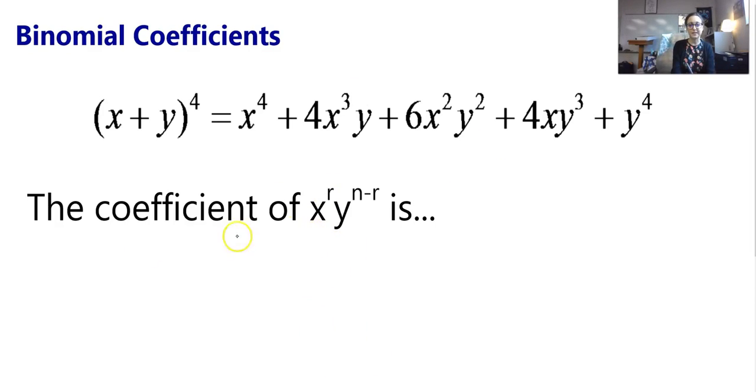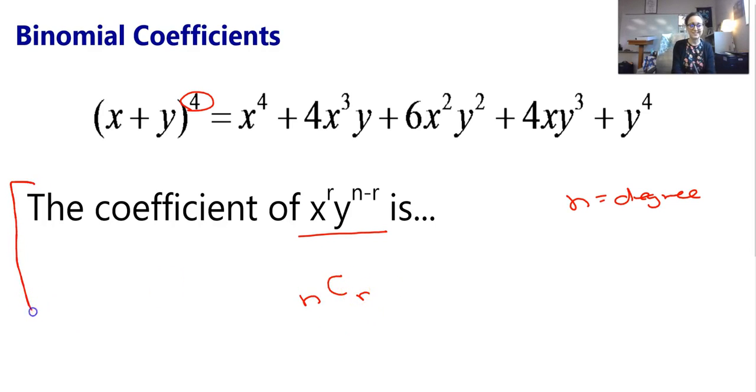So here's what I'd like for you to write. The coefficient of x to the r, y to the n minus r. So n is your degree. For example, the degree of this is 4. It is going to be n choose r, and n choose n minus r. You get the same value either way. So can you please write this statement in your notes? Hit continue when you're ready to continue.